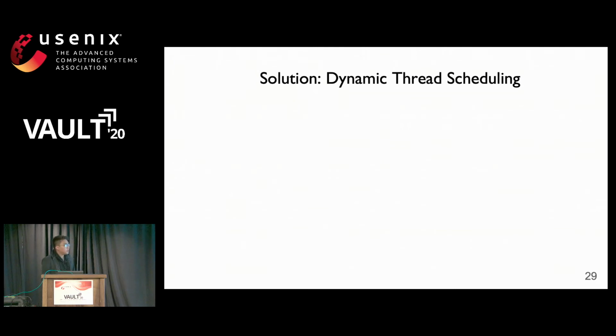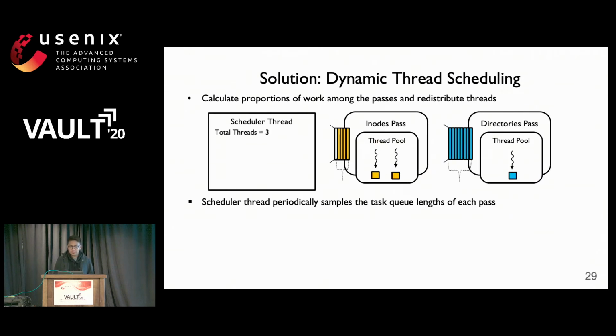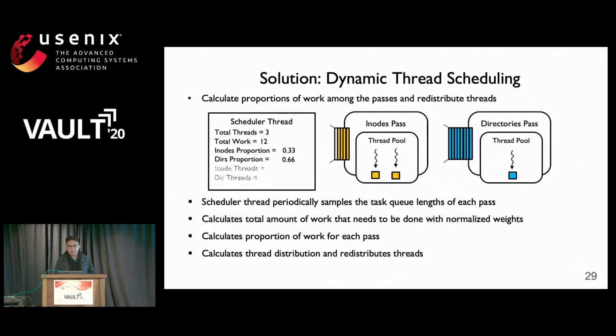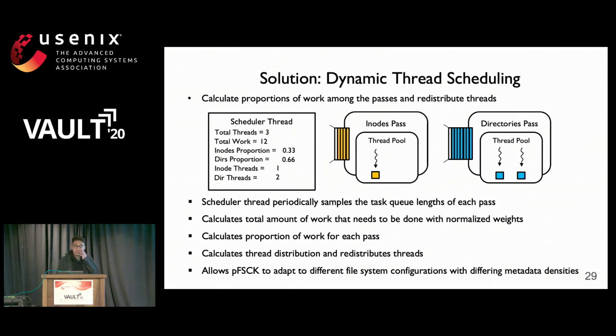So our solution that pFSCK uses is dynamic thread scheduling. The main idea is to calculate proportions of work among the passes and redistribute the threads. To do this, a scheduler thread periodically samples the task queue lengths of each pass. It then calculates the total amount of work that needs to be done with normalized weights. These weights are used to normalize the work between the passes. In this example, we'll use the weights of 1 to make it simple. After the work has been calculated, the scheduler calculates the proportion of work for each pass. And after that is done, it then calculates the thread distribution and then redistributes the threads. In the end, dynamic thread scheduling allows pFSCK to adapt to different file system configurations with differing metadata densities.